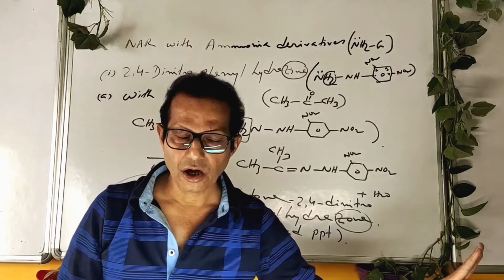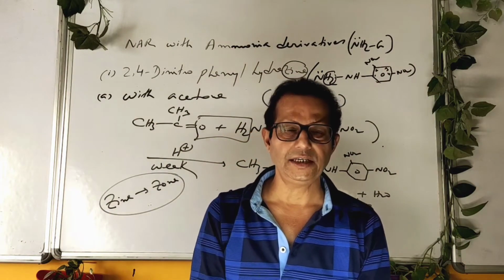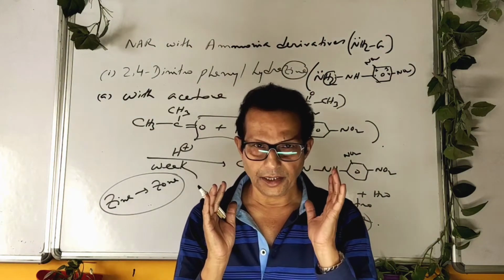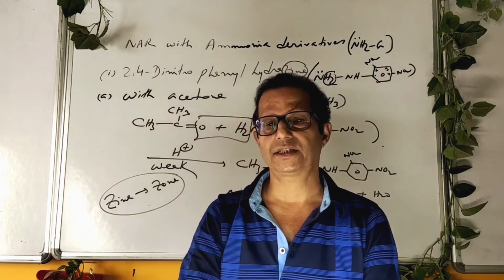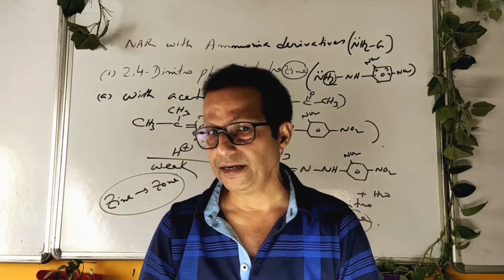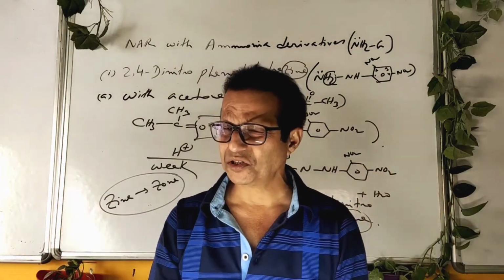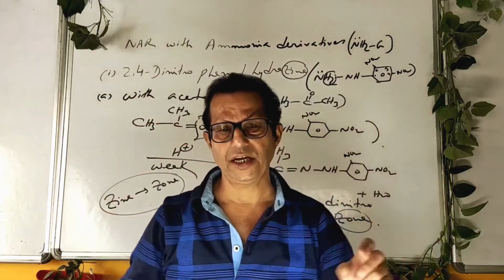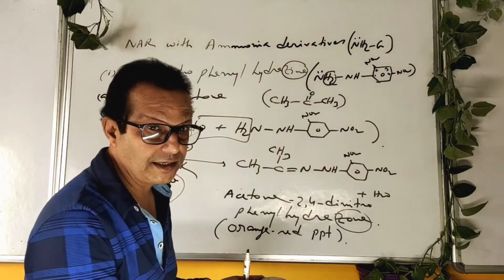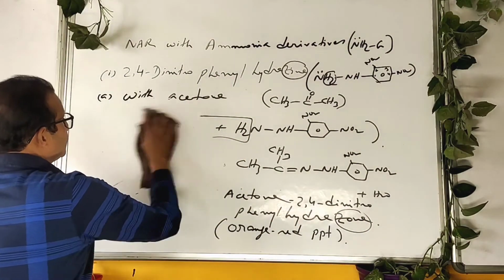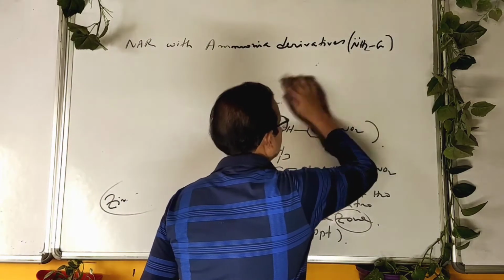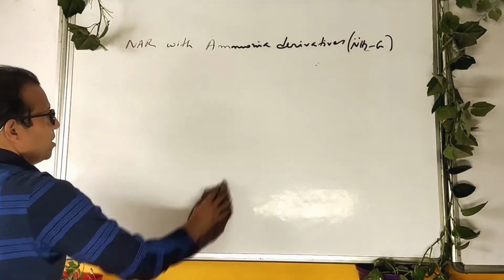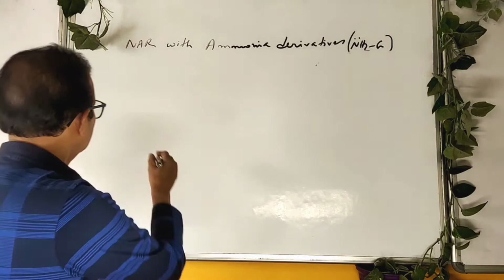So the reaction of 2,4-dinitrophenylhydrazine with acetaldehyde or acetone is called the DNP test, and this is the identification test of aldehydes and ketones. No other compounds, carboxylic acids, alcohols, no other compound responds to this test. Remember it. So let's write the notes. Important for entrance also, okay?